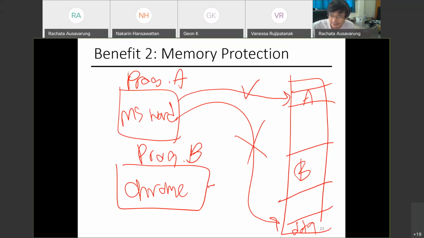The same thing goes for program B. You should be able to access whatever you malloc, but you should not be able to look into what I am doing in Microsoft Word unless you give them the permission, right? Same thing here. Any questions about memory protection? Basically, it protects you from looking into someone else's program.